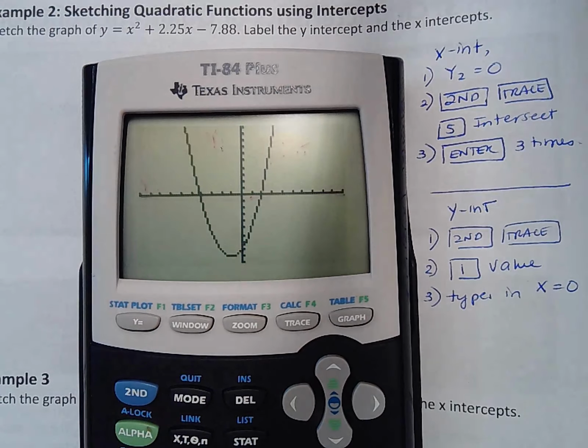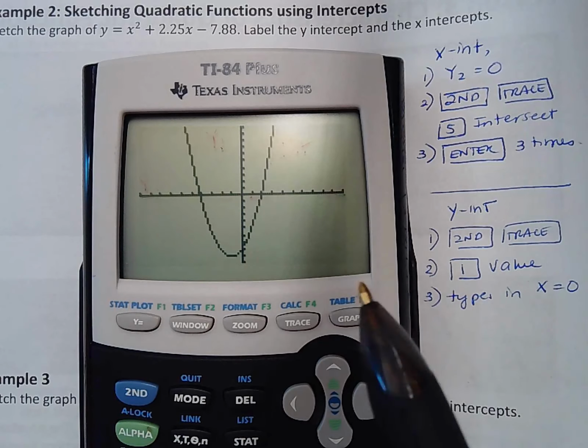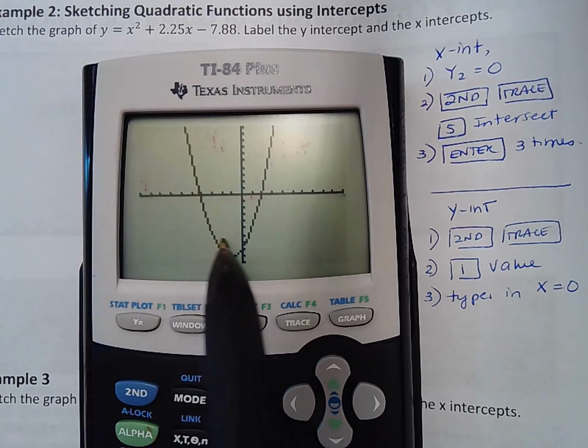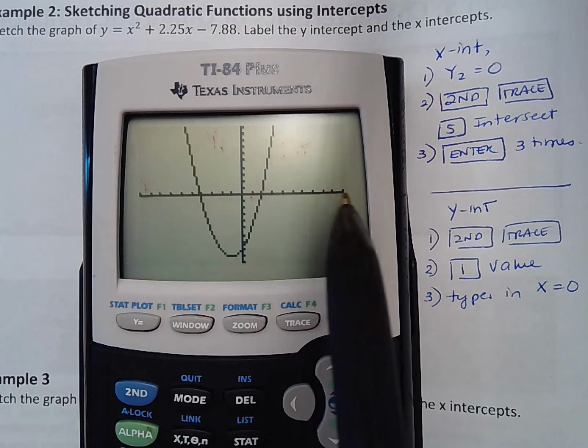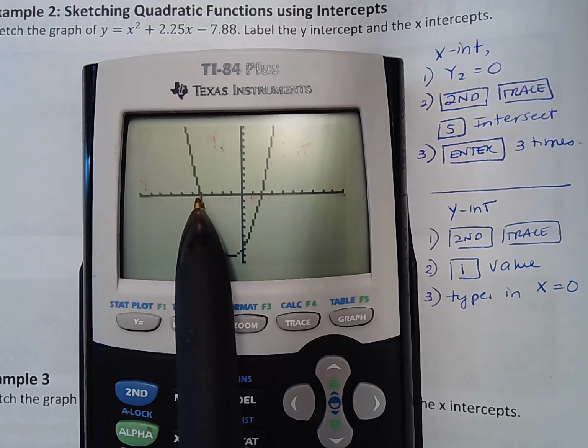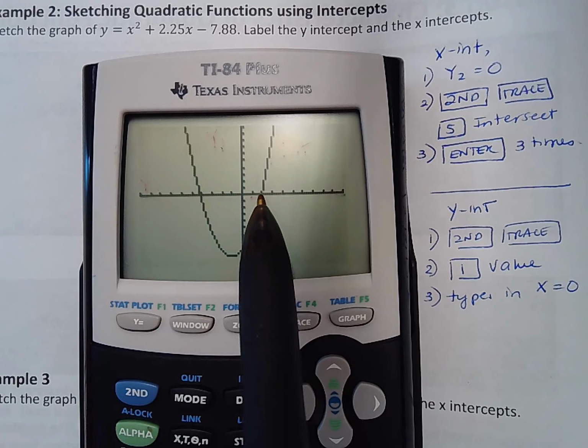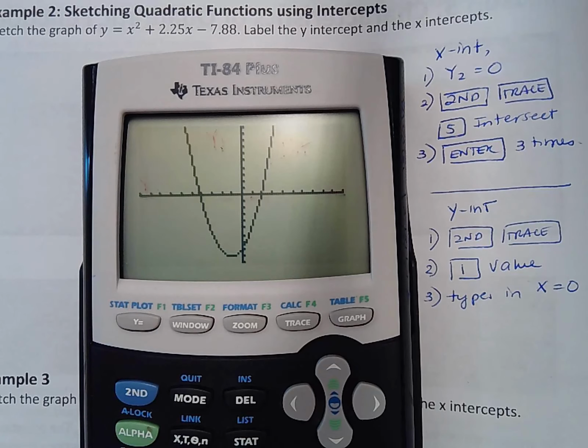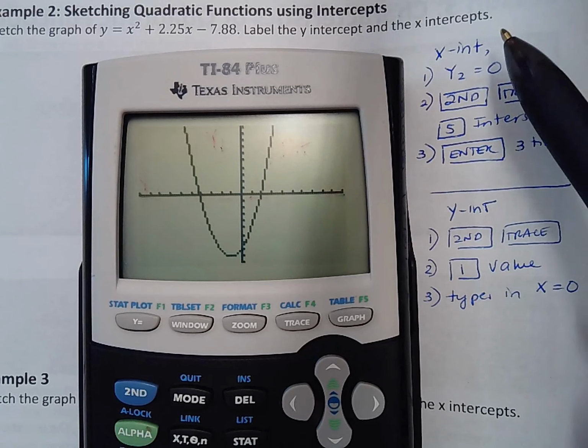I'm going to ask you one more question before we figure this out. How many x-intercepts do you see? 2. Everybody see 2? Okay. An x-intercept is where your graph and the x-axis meet. So it meets here and it meets there. So let's figure out the x-intercept first.